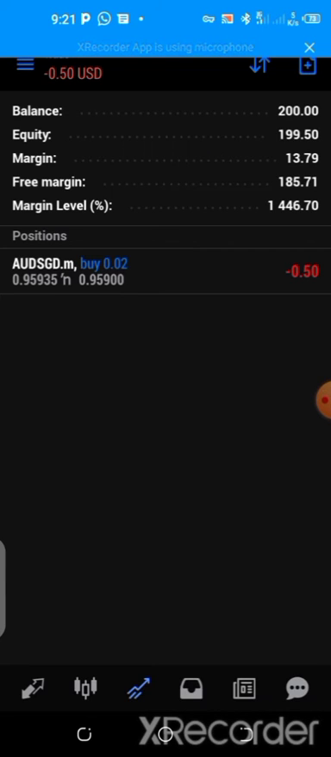You understand now? You see, immediately as I open the market, I'm minus 0.0 this. Minus 50. So that's the spread. That's the amount I've paid for this trade to run. You understand? That means this is the amount I've paid before I start being in positive or in negative.